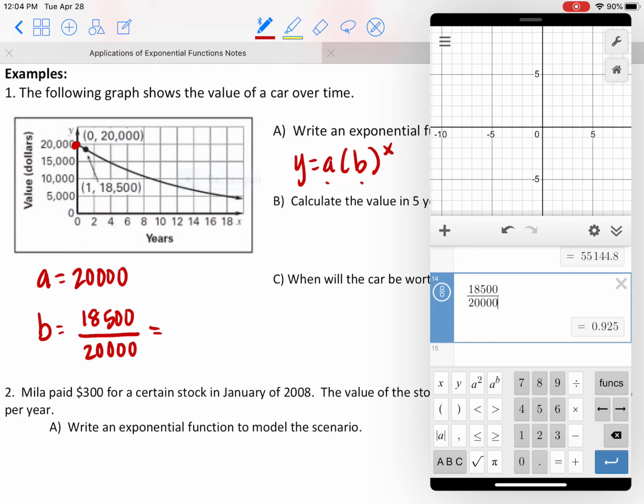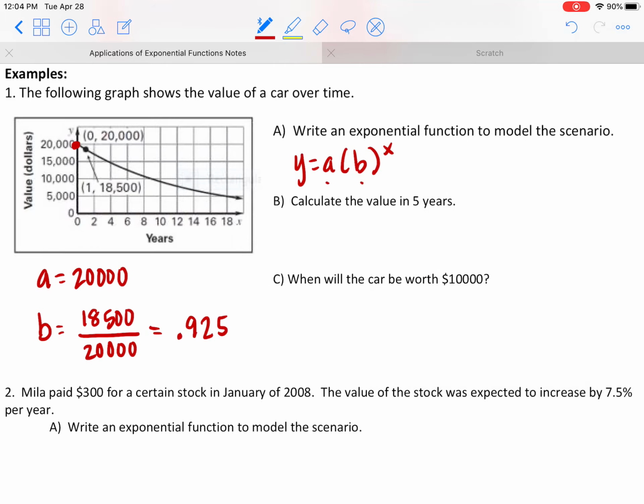So here, if I'm given these 2 points and I want to find b, I'm going to take the second y value and divide it by the first one. Take the 18,500 and divide it by 20,000. 18,500 divided by 20,000 is 0.925. So if you think about that as a percent, that means that from the starting year to 1 year later, the car is only worth 92.5% of what it was before. Okay, so that number less than 1 causes that decrease.